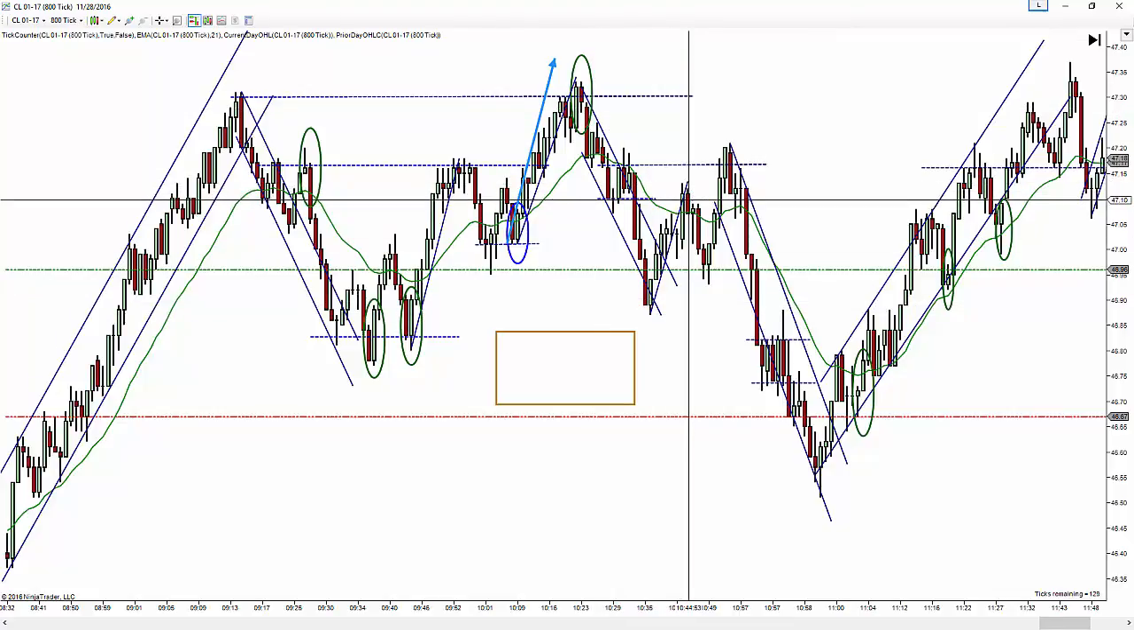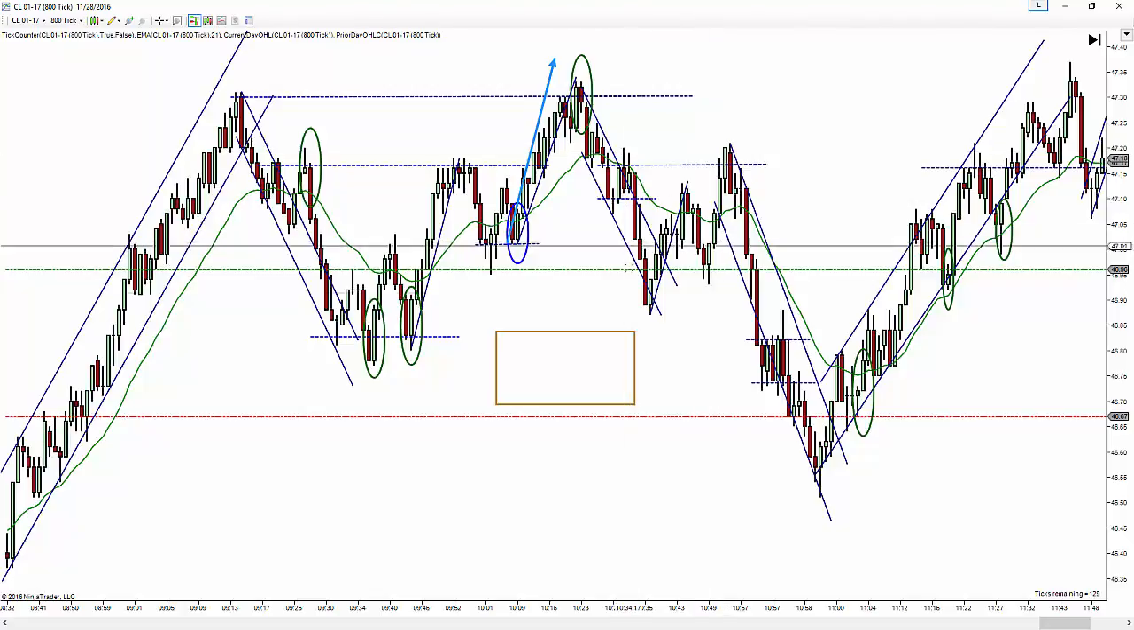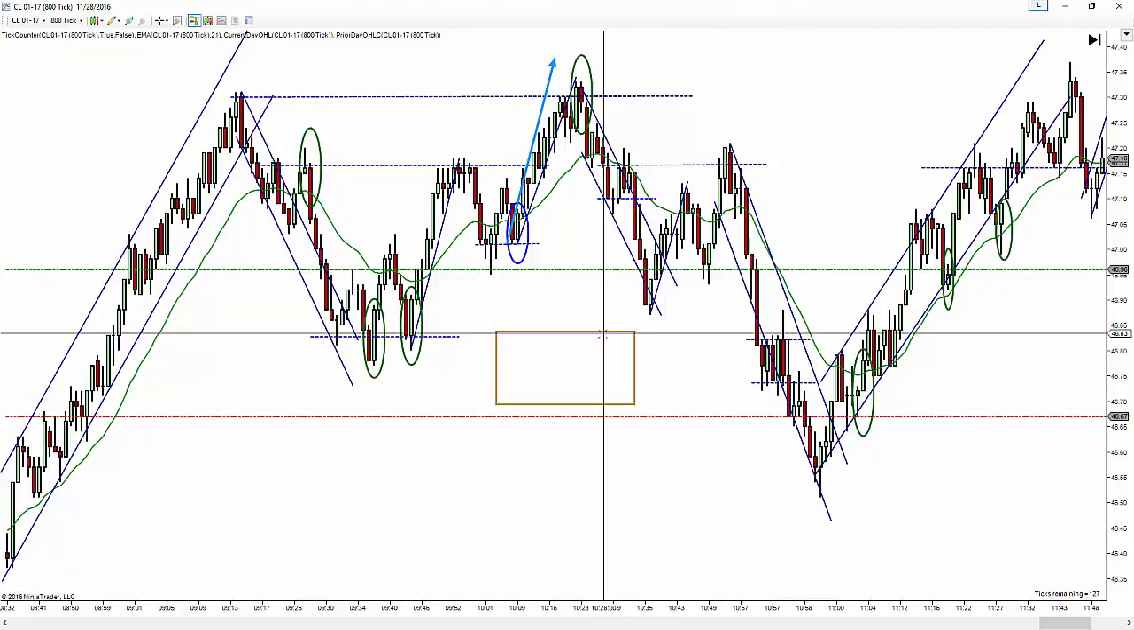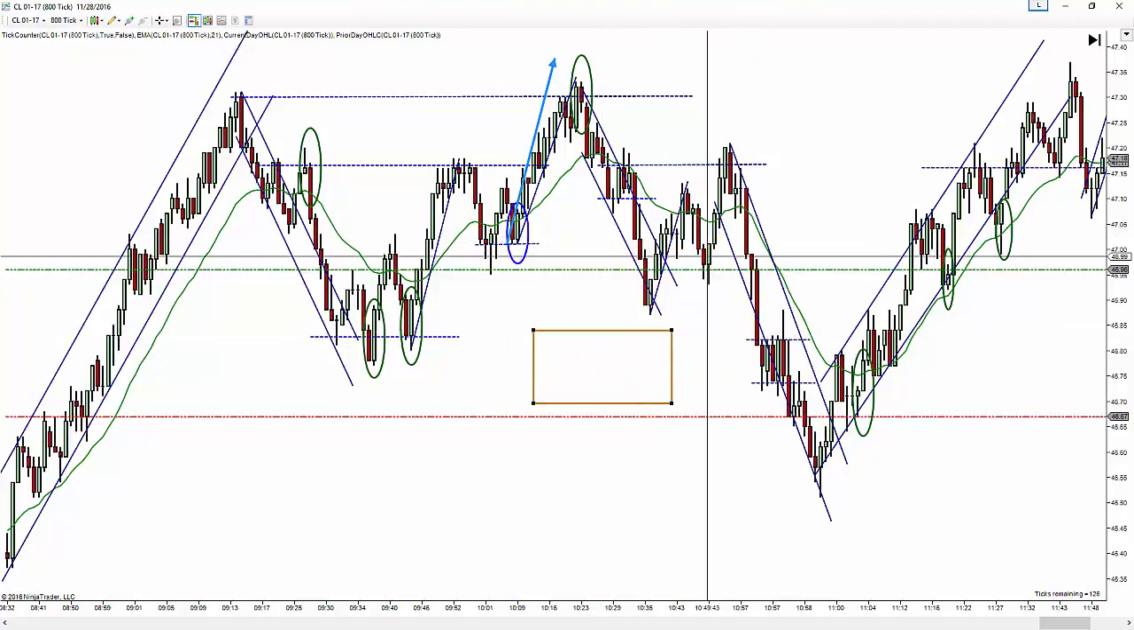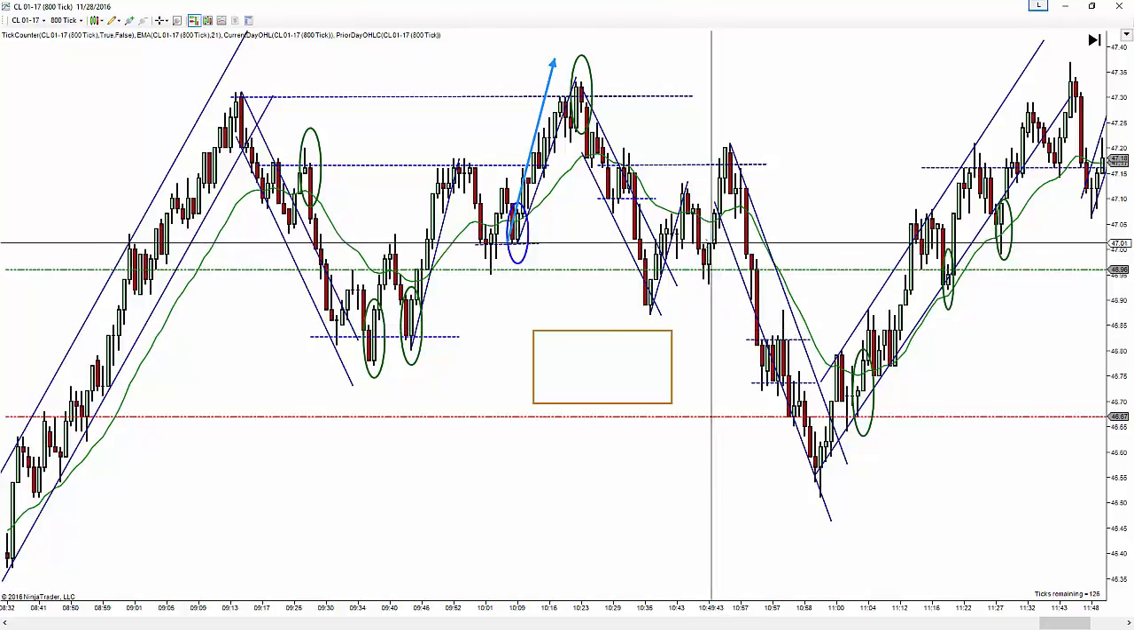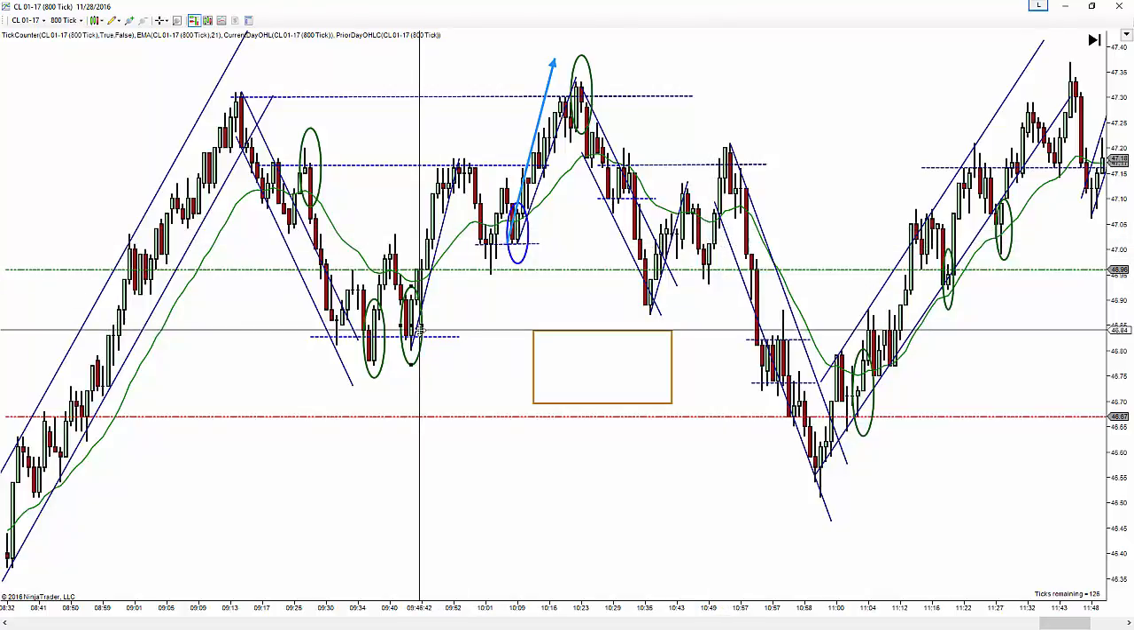Pulls back. Here's another second entry long right here. First pullback, second pullback. Now again, do we take this trade? I didn't. Again, I wasn't really thinking about it from this perspective. I don't know why I wasn't. I should mark it actually. Let me just mark that.